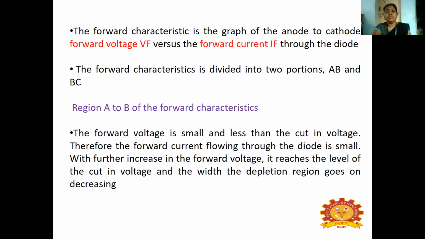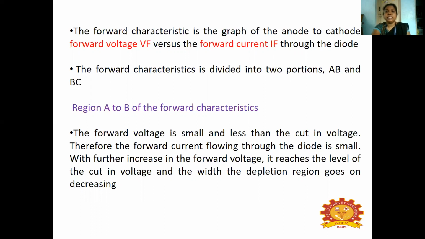Whatever operation we have studied in forward biasing is the same here, up to the minimum voltage called the cut-in voltage. So this forward voltage is very small and it allows only a very minimum current to flow in the diode.